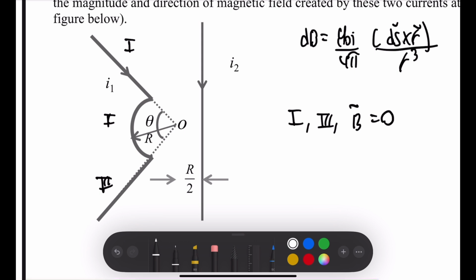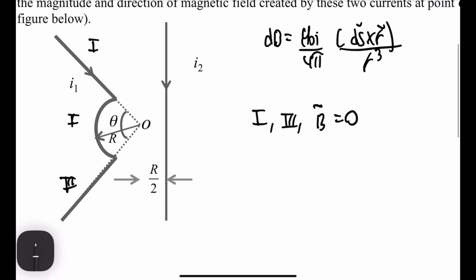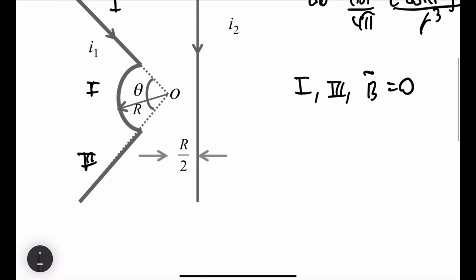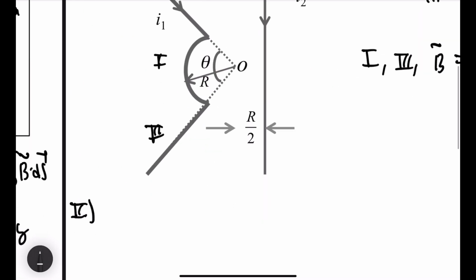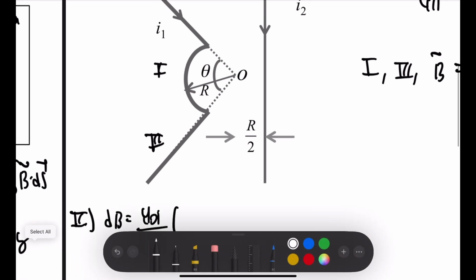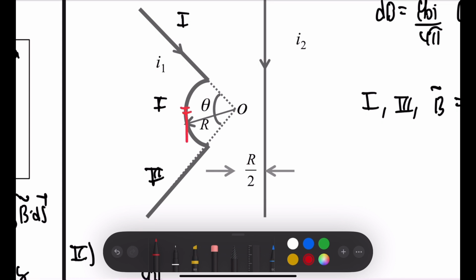So we only have to deal with the circular arc portion. So let me write this down. Region 2, dB equals mu naught I over 4 pi. I'm going to call ds, let's make it go this way. Let's pick up points. Then my r vector is going to go like this.